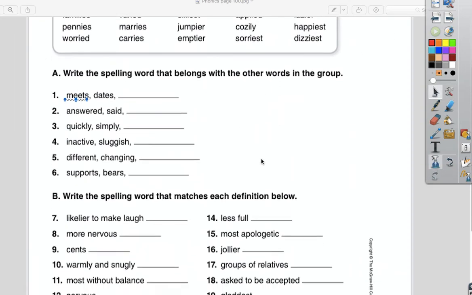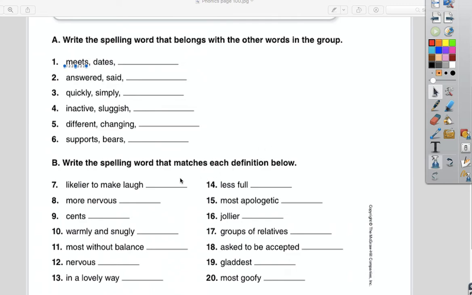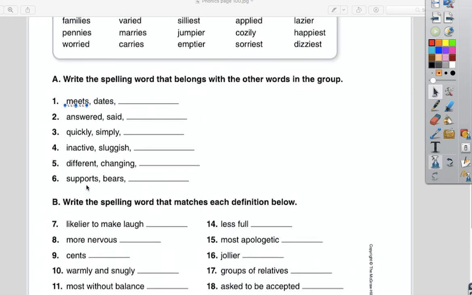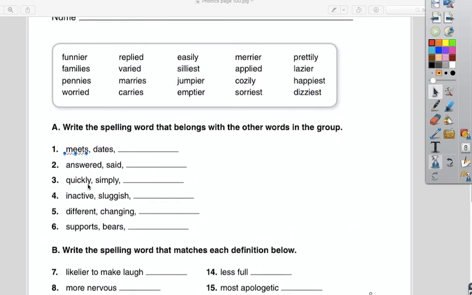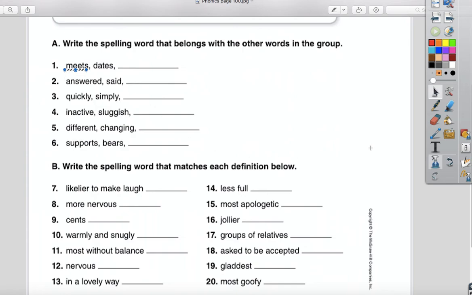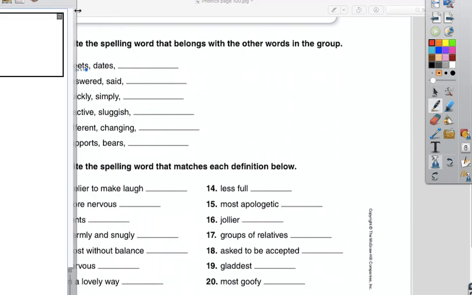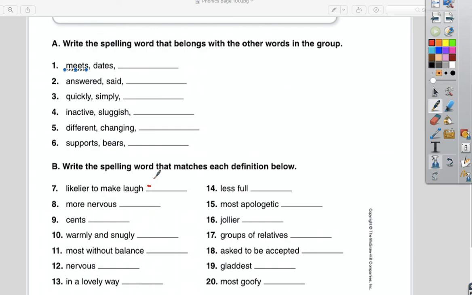On the bottom of that page, you're going to write the spelling word that matches each definition. So we'll do like 2 of them here. Likelier to make laugh. If you look at your word bank, which one of these would make it likely to laugh? Well, I see the word funnier, so that seems to match better than all the other words. So on number 7, I would write funnier because that definition matches the best out of all the words in the bank. And you would do the same for the rest. Just write the word that matches the definition. So the page 100 that you're going to get on Thursday, this is mostly vocab.